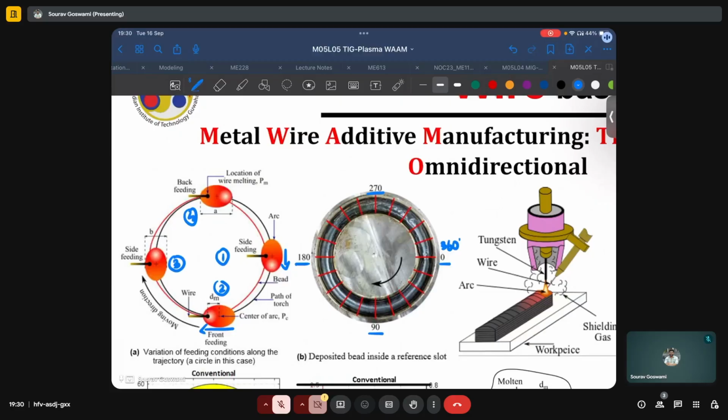The orientation of the wire in the deposition head is fixed, and so the wire is still being fed from the side only. But now, because of the relative motion between the TIG head and the wire, at this point, it becomes a case of front feeding. At position 3, it is a case of side feeding again. And at position 4, now the TIG head is moving to the right, whereas the wire is also being fed to the right, and thus it becomes a case of back feeding.